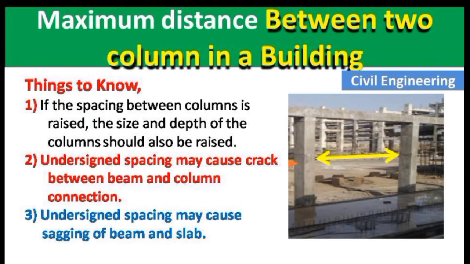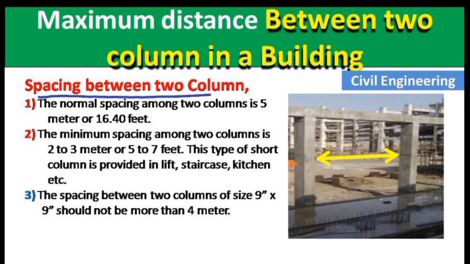Now let us move toward our spacing between the two columns. First point is, the normal spacing between two columns is 5 meter or 16.40 feet. So you can provide a spacing of about 5 meter, or 16.40 feet.